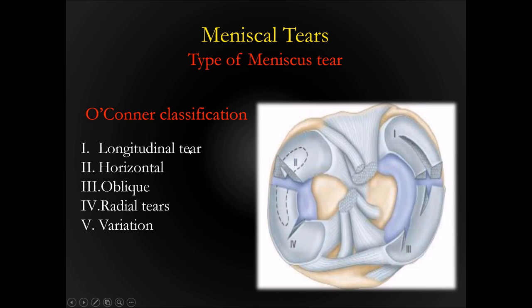So the meniscus tear is divided into longitudinal tear. This is number one. The tear this way we call longitudinal tear. The tear this way we call horizontal tear. You have an upper flap and lower flap. This is horizontal tear. Oblique tear will be like this, oblique. It's not transverse. Radial tear will be like this. And sometimes a combination or complex tear.